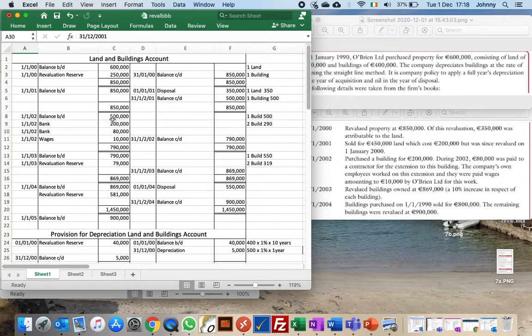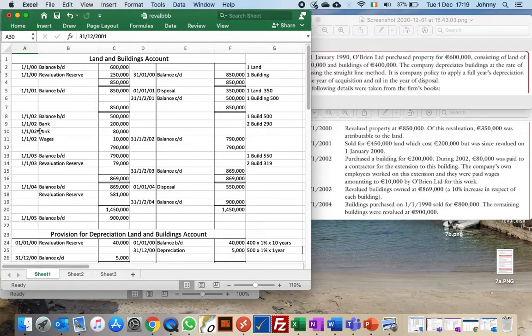Back up to my land and buildings. So I started 2002 with 500,000, the one building I had from before. I bought a new building for 200, so I got a bank figure of 200. 80 grand was paid to contractor for extension, so I've got another 80 grand. Both of those are just called bank because I wrote checks. Now I think in class I may have actually put those two together, but that's grand. We're not giving a date for this, so I'm just going to put the date at the beginning of the year.